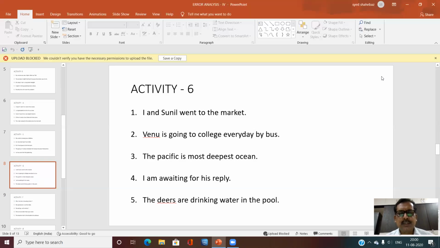Next, the deers are drinking water in the pool. So the plural of deer is deer. We don't use deers. It is a wrong expression. So the correct sentence is the deer are drinking water in the pool. The singular is the same word, and the plural is the same word.